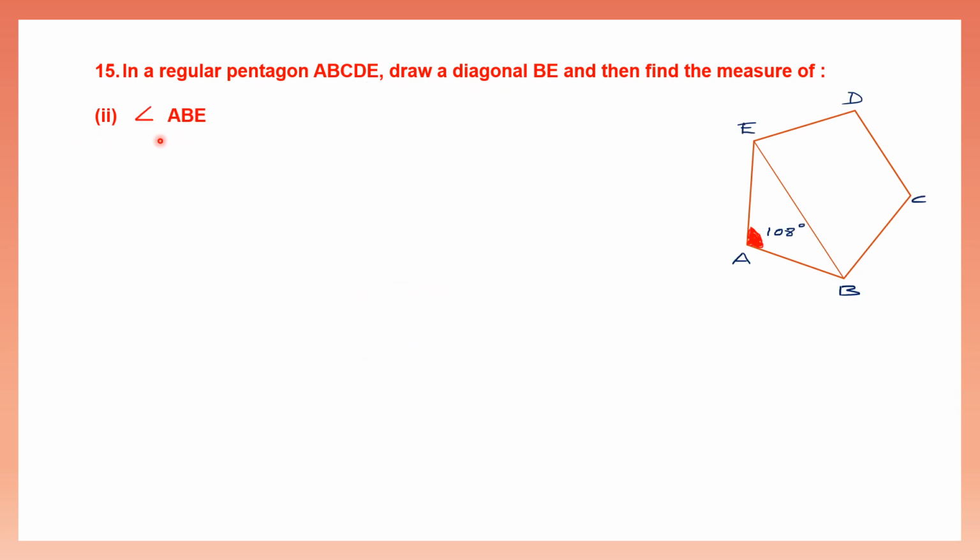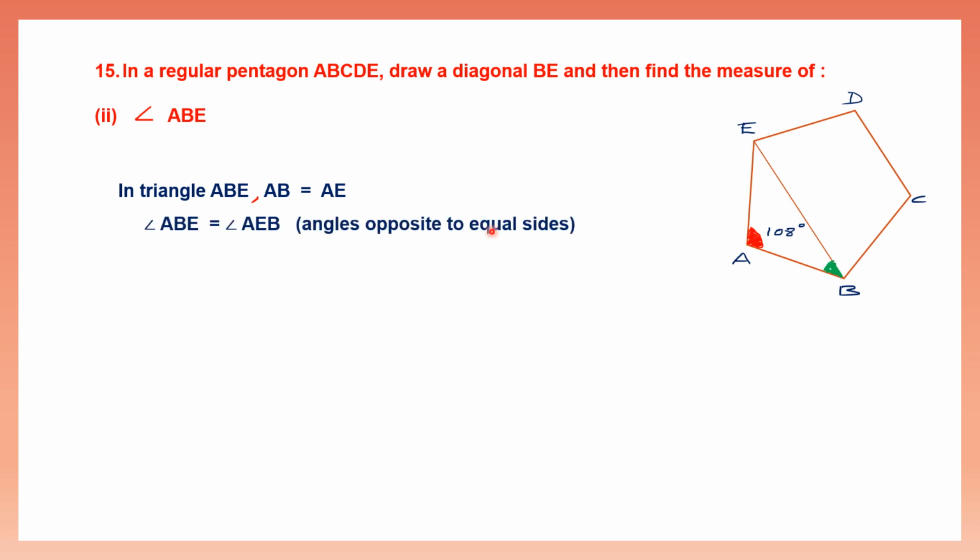Now we have to find the measure of angle ABE, that is this one. Let me color that in green for you to understand. So this is the angle that we need to find out, angle ABE. Now, in triangle ABE, AB is equal to AE, because this is a regular pentagon, isn't it? It's a regular pentagon, so the sides are equal. So AB is equal to AE.